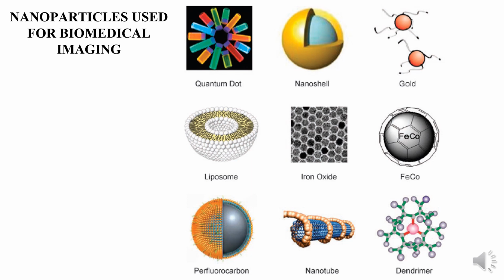There are many types of nanoparticles used in biomedical imaging. Certainly the most popular are quantum dots, which are semiconducting nanoparticles, or gold nanoparticles. But you also see iron oxide, which are known as ferrofluids, so-called core shell nanoparticles, iron cobalt, liposomes for drug delivery systems, perfluorocarbons, carbon nanotubes, and one of my favorites are dendrimers.